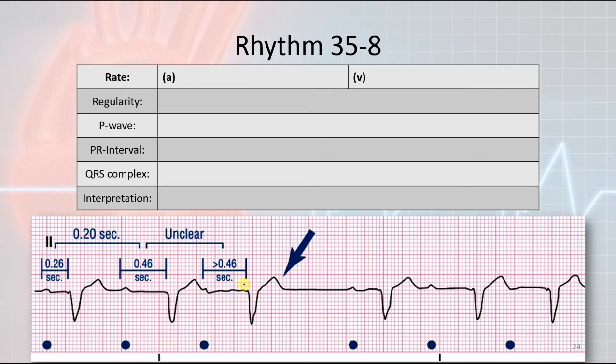In this one here, this is kind of helping out a little bit because this is a very complicated rhythm strip to look at here. So fortunately they were nice enough to put the blue dots down here which resemble the P waves. This arrow is pointing at a possible P wave buried in this T wave right here. So let's pretend, just for this sake, that there is a P wave buried in there. Let's count the atrial rate. 1, 2, 3, 4, 5, 6, 7.